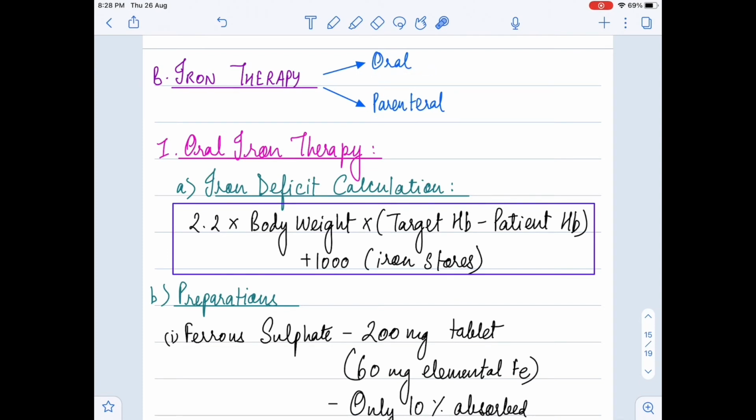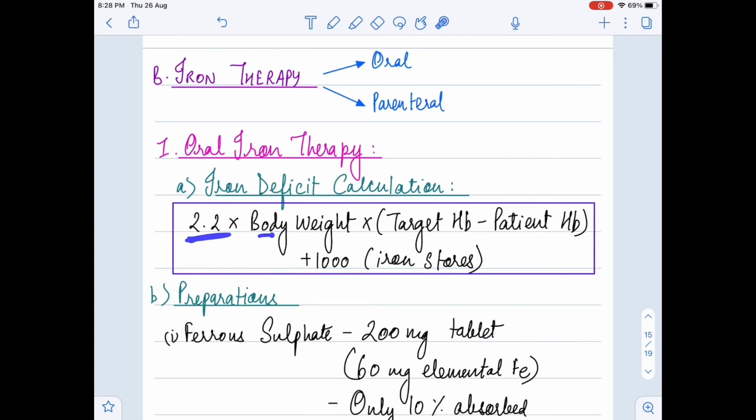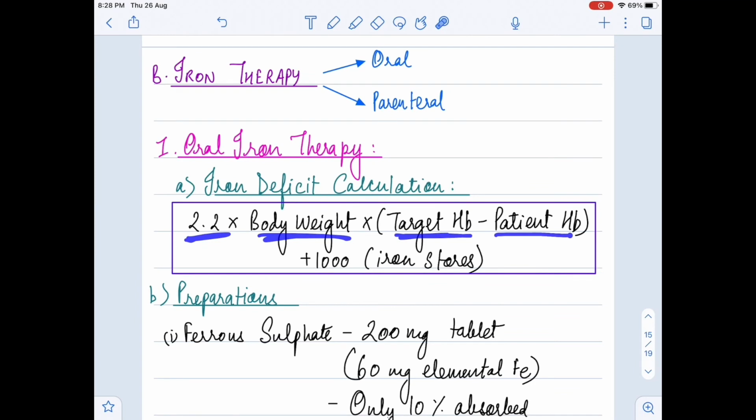The oral iron therapy. In order to decide the medication and the dosage, we first need to calculate the iron deficit in the patient. It is calculated as 2.2 into the body weight of the patient into the target hemoglobin minus the patient's current hemoglobin, plus 100, in order to determine the iron stores needed.